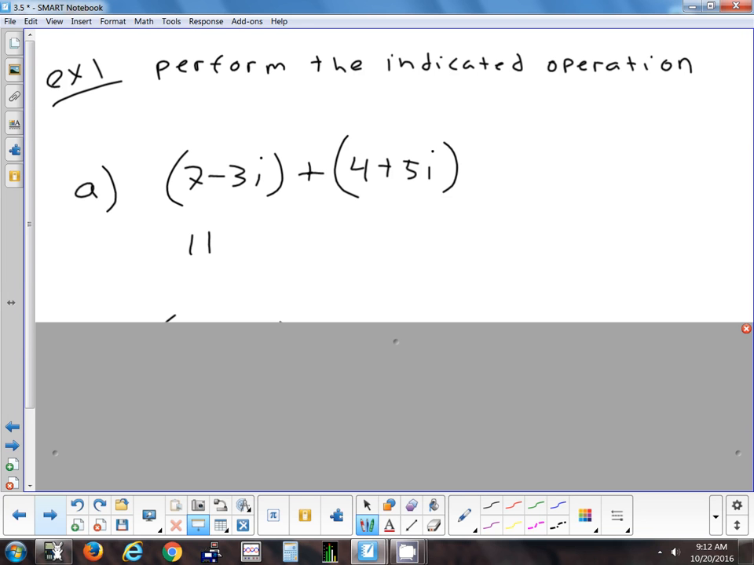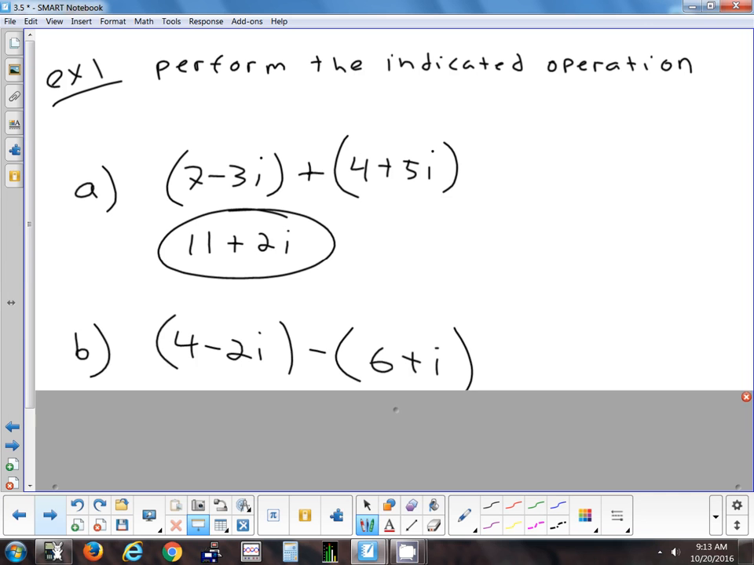Now we're going to combine the imaginary parts. So Nick, what's the imaginary part in the first parenthesis? Negative 3i. Yep, well, negative 3. And in the second parenthesis? 5i. And what do you get if you combine negative 3i plus 5i? 2i. And that's your answer. Any questions on that? So adding, very simple. Just combine real with real, imaginary with imaginary.